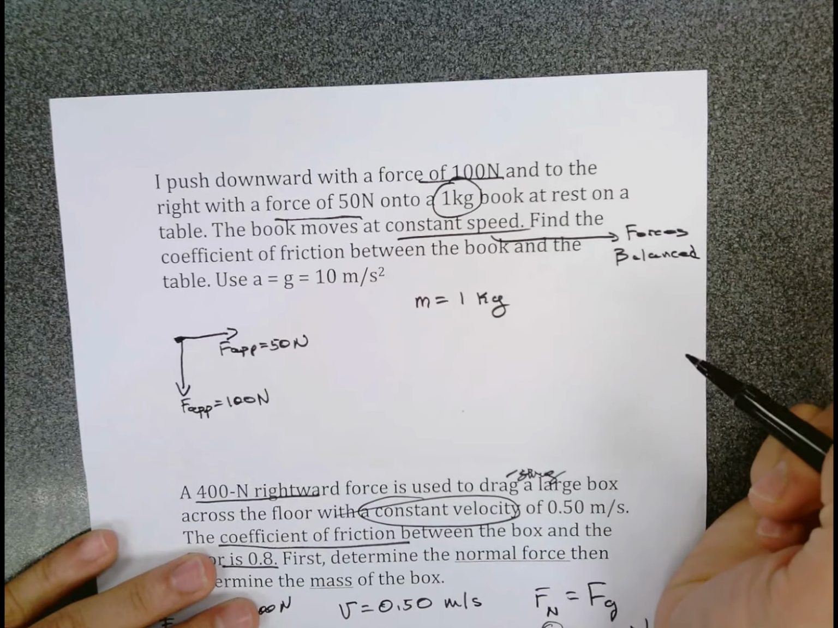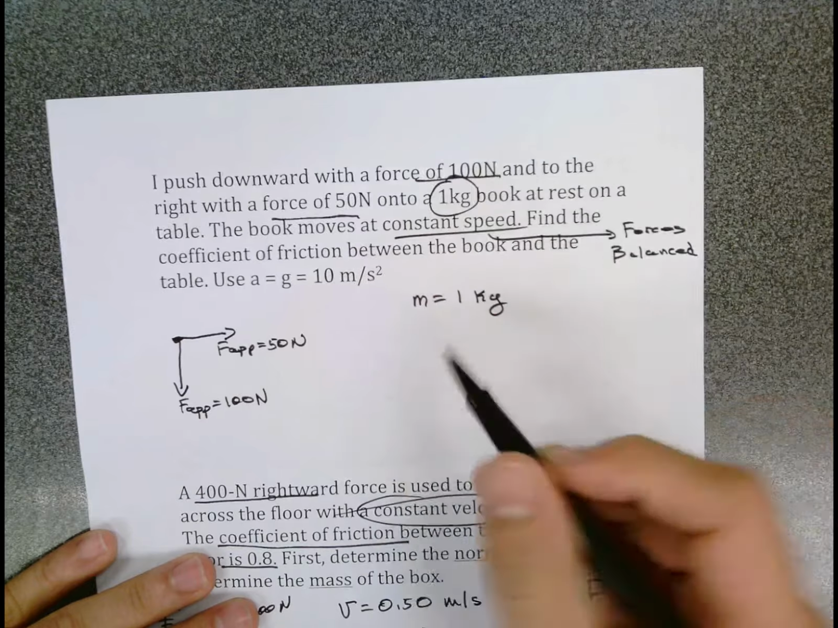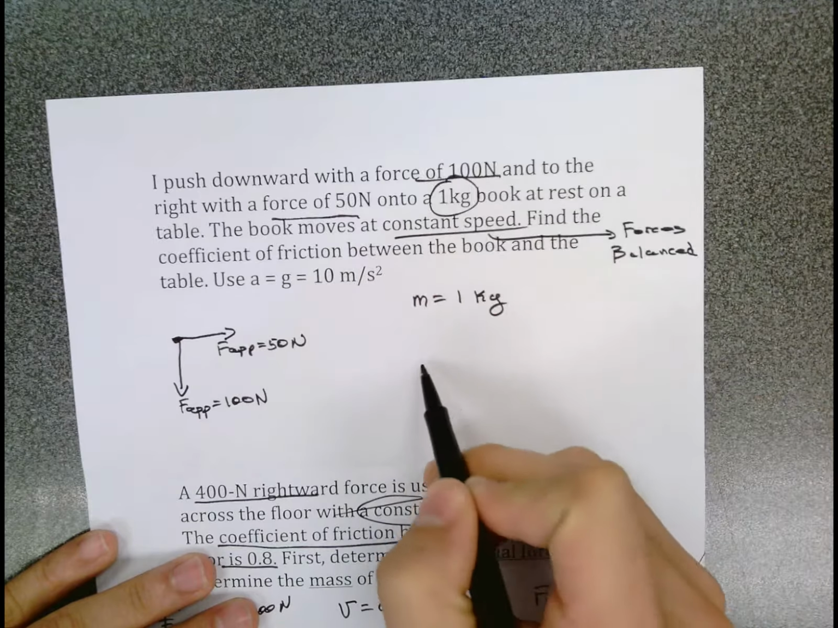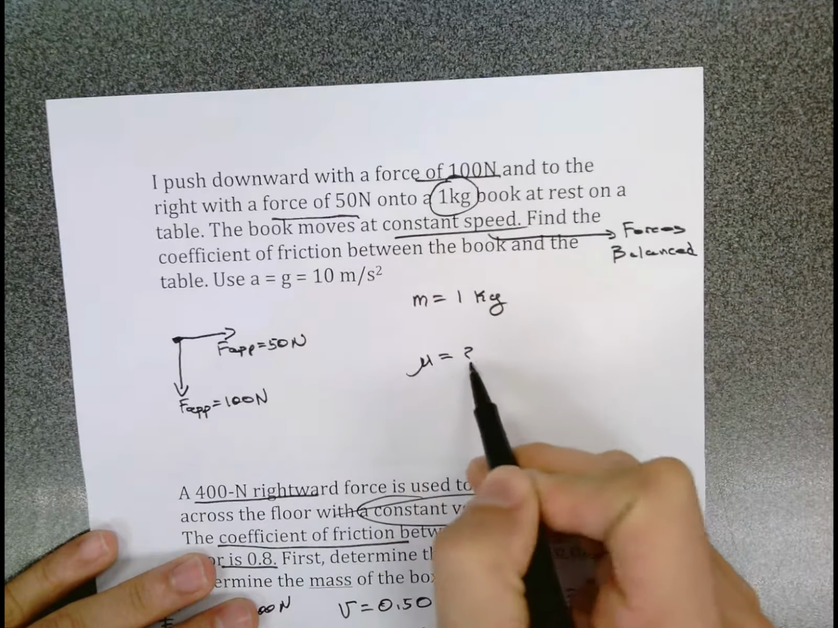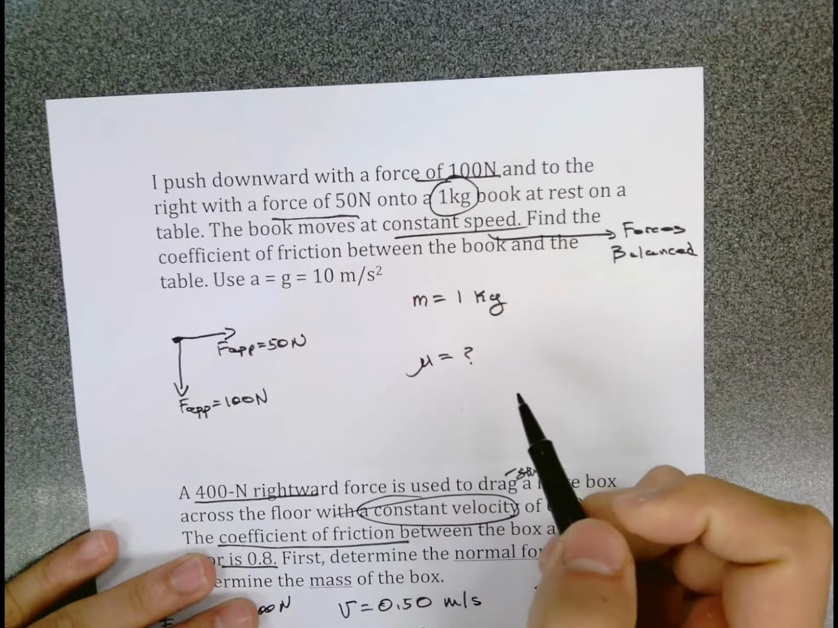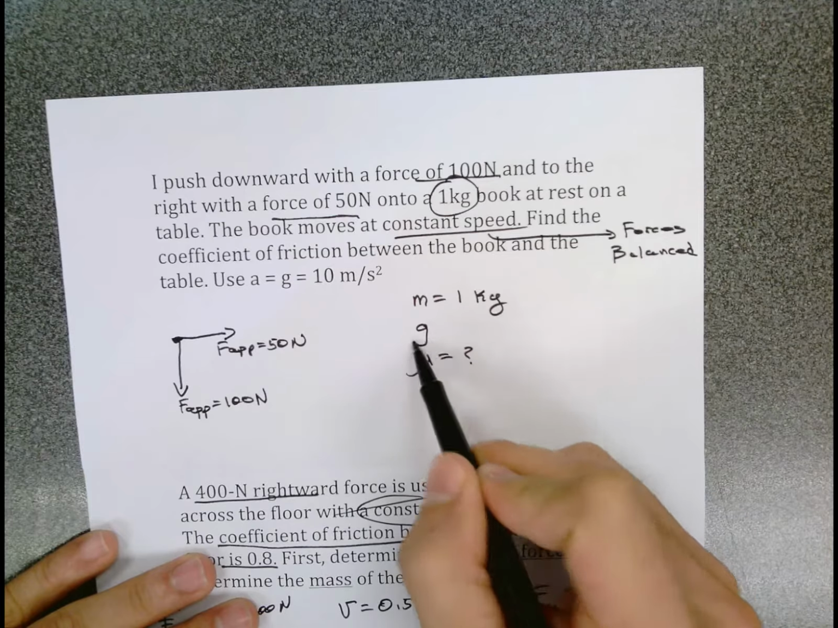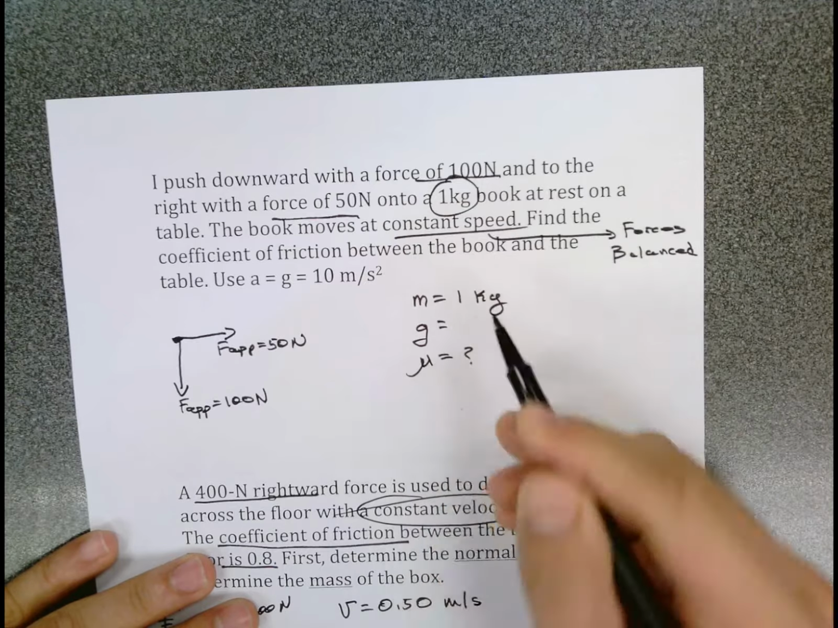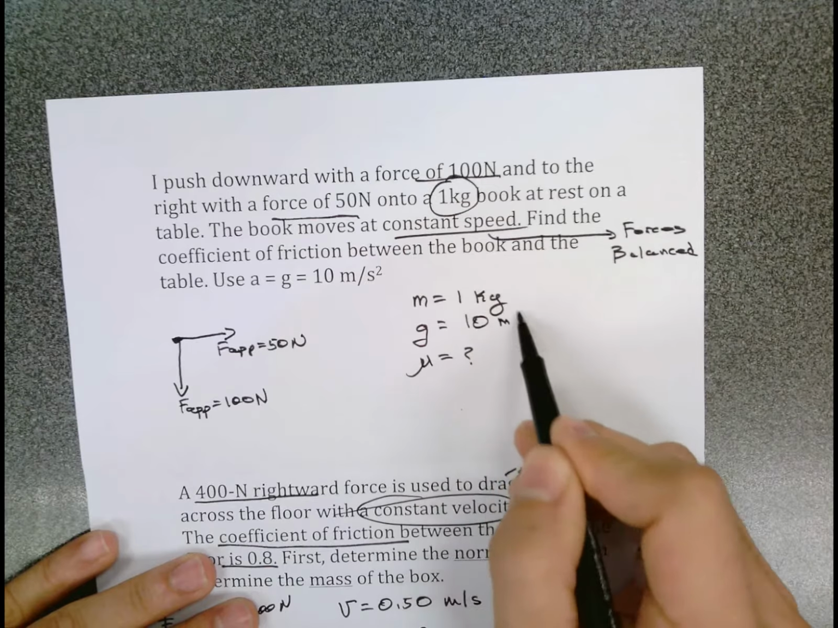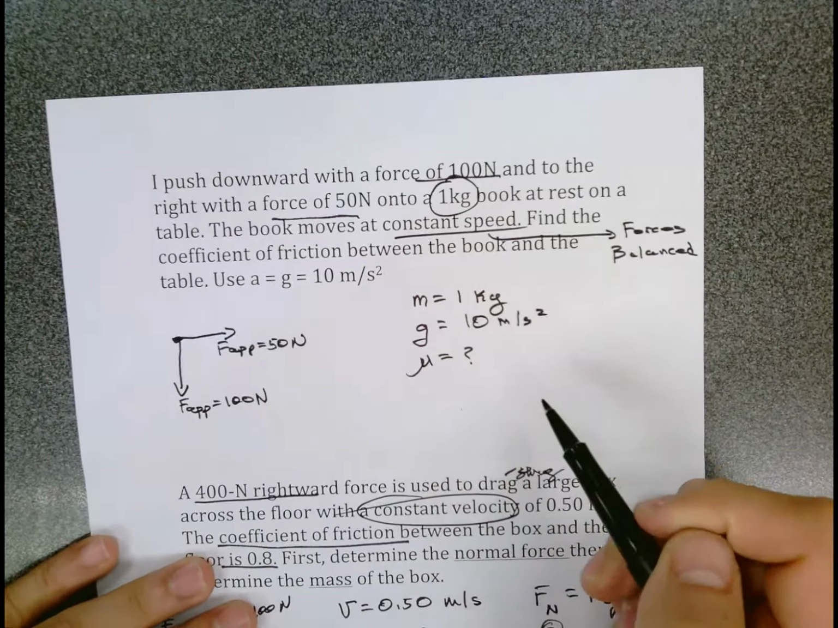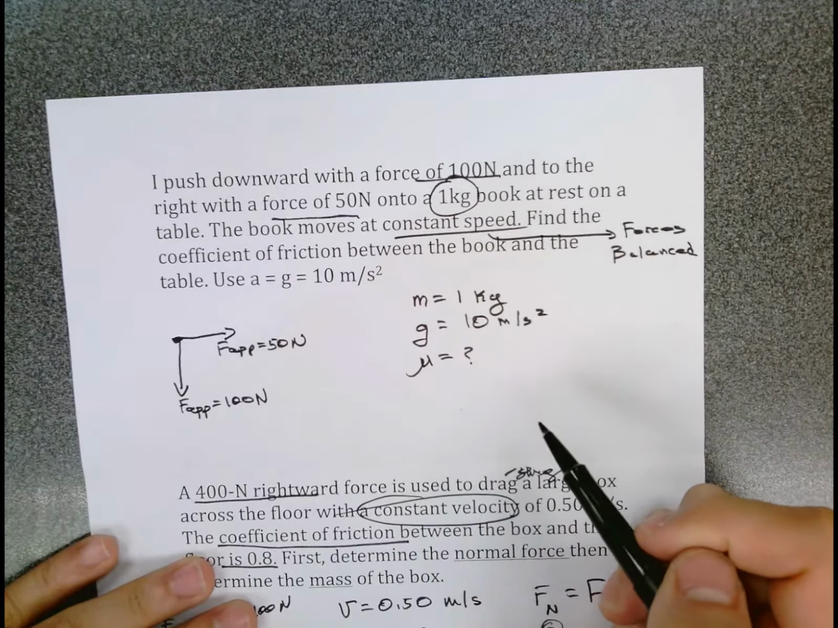Find the coefficient of friction between the book and the table. Use g equal to 10 meters per second squared. So we're looking for the coefficient of friction, that is mu. We are given that the acceleration due to Earth's gravity is 10 meters per second squared. This is rounded from 9.81.